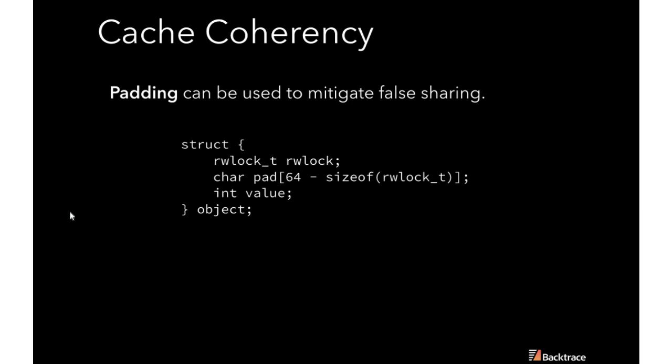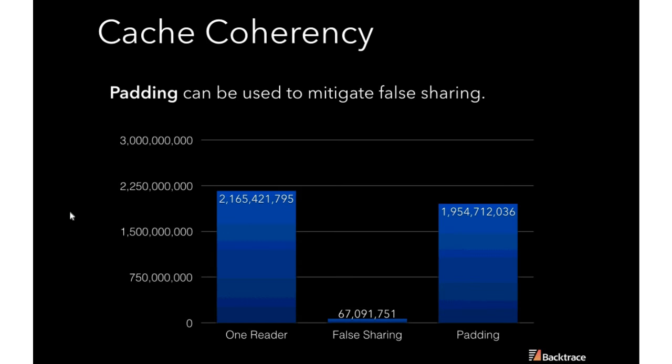performance drops off. So one way to mitigate this is to introduce padding so that the actual values being interacted with are on a separate cache line. So this helps mitigate some of the problems associated with false sharing. So for this particular example, you do end up with significantly improved performance. Obviously, there are still some overheads in order to provide the coherency guarantees. So performance is not the same as having one reader in this particular workload.